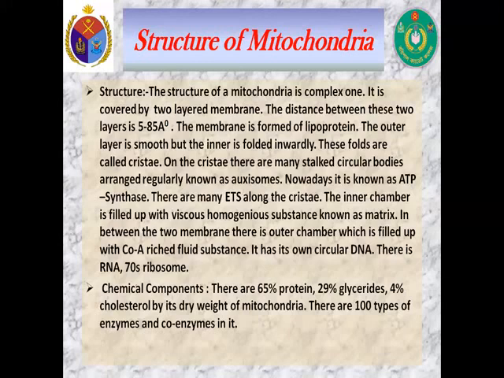About 100 types of enzymes and coenzymes are known to be present in mitochondria. These enzymes are found to be present in the outer membrane, outer chamber, and inner chamber. The matrix contains different types of enzymes, coenzymes, and different nucleotides.